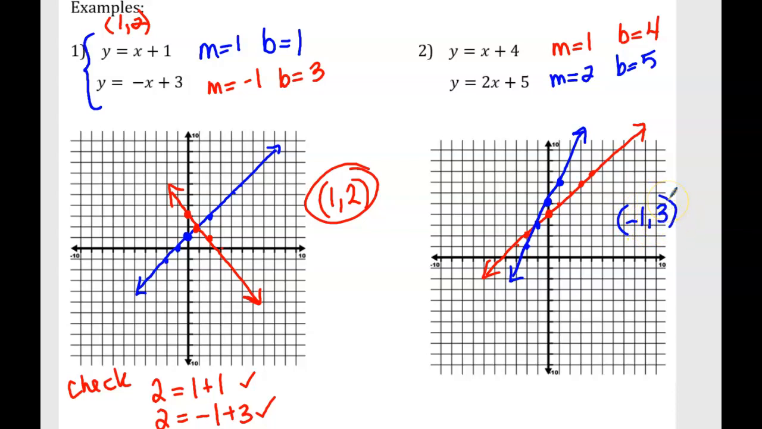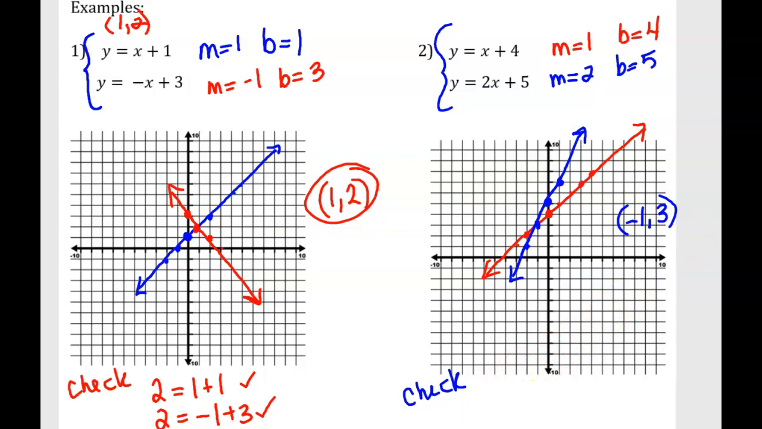All right, so that's my solution, the intersecting point where the two lines intersect. Okay, so when I do my check step, I'm going to plug my y into the two equations. So y equals x plus 4. My y is 3. Does that equal my x, which is -1, and 4?